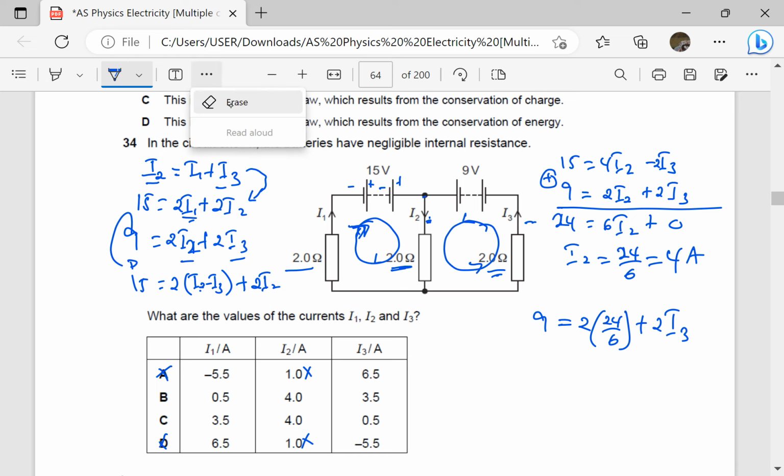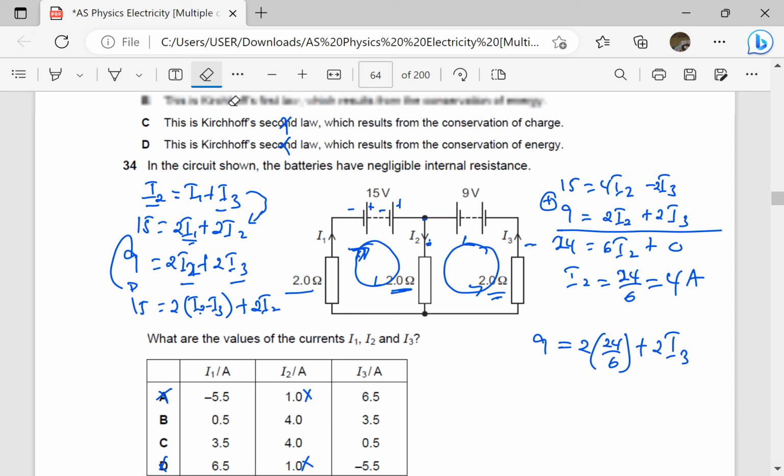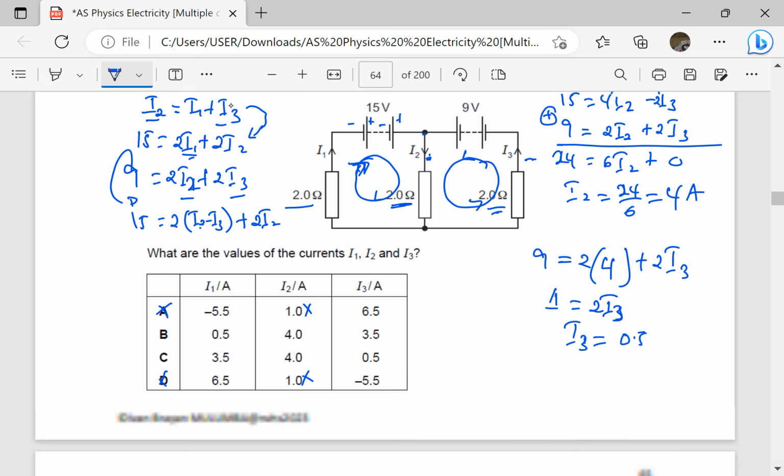Let me not waste much time. So this is 4. So you have 9 minus 8, that is 1, equal to twice I3, which means I3 is 1 over 2, which is 0.5. I3 should be 0.5, which is this. So our answer is going to be C. Our correct answer is C.